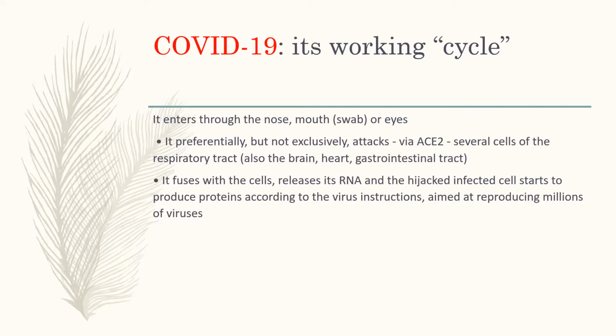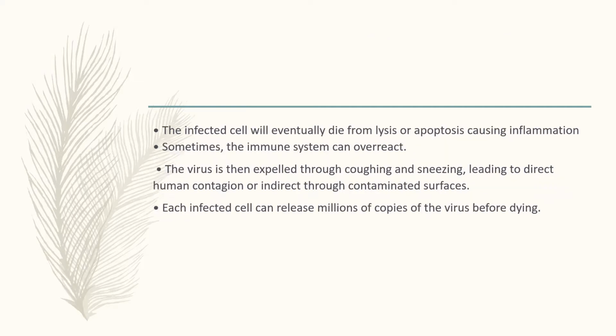It enters through the nose, mouth, or eyes. It preferentially, but not exclusively, attacks via ACE2, angiotensin converting enzyme receptors, several cells of the respiratory tract. These receptors are present in the respiratory tract, also in the brain, heart, and gastrointestinal tract. It fuses with the cells, releases its RNA, and the hijacked infected cells start to produce protein according to the virus instructions, aimed at reproducing millions of viruses. The infected cells will eventually die from lysis or apoptosis, causing inflammation.